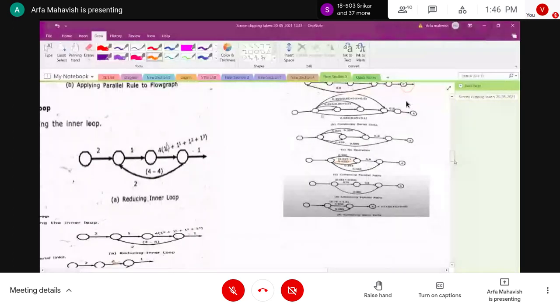After combining the parallel path, we go to combining the serial path. We combine these two paths as a single path, that is 0.79 into 0.8, which is 0.632. By doing this multiplication and addition of the nodes, we get 0.623 and 0.79. This is the result, into 0.8.